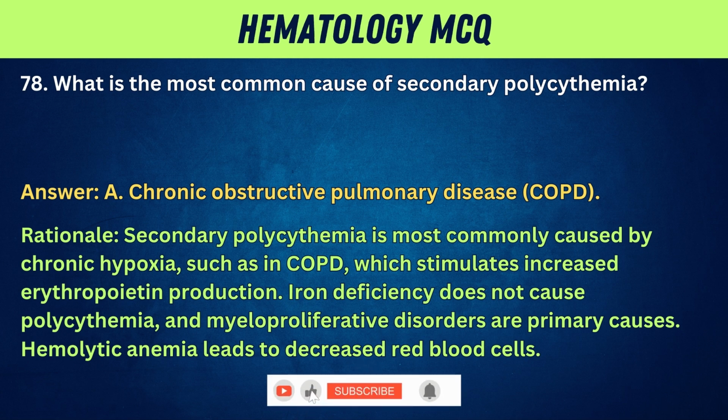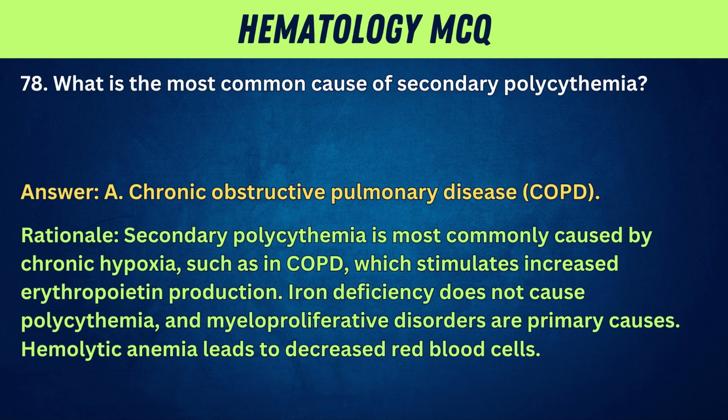Rationale: secondary polycythemia is most commonly caused by chronic hypoxia, such as in COPD, which stimulates increased erythropoietin production. Iron deficiency does not cause polycythemia, and myeloproliferative disorders are primary causes. Hemolytic anemia leads to decreased red blood cells.